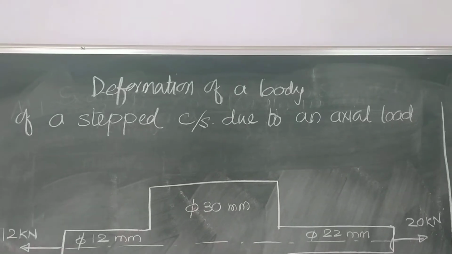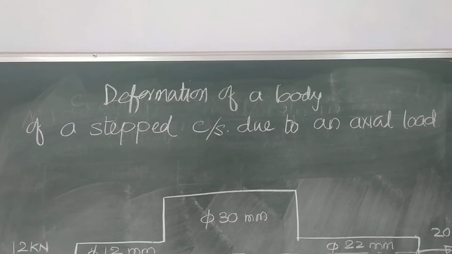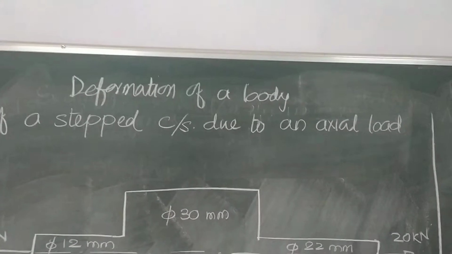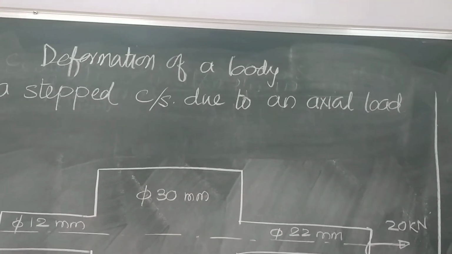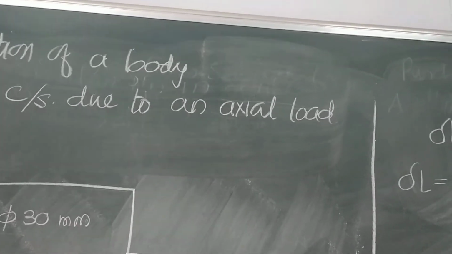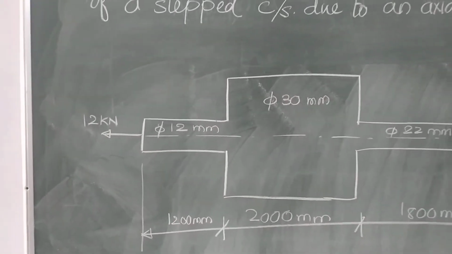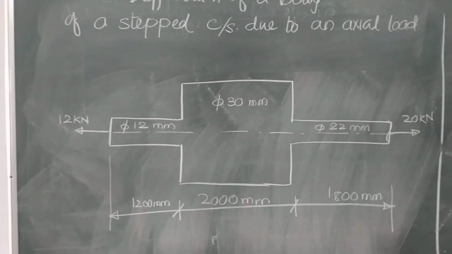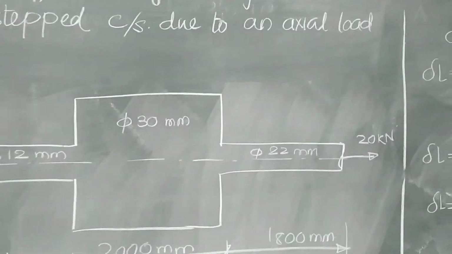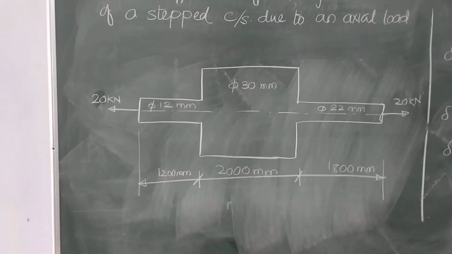Hello friends, today we are going to discuss deformation of a body of a stepped cross section due to an axial load. In last lecture, we have studied deformation of a body due to an axial load. There might be same cross sectional area. Now here the applied force is same. See here, applied force is same, 20 kilonewton on both sides, but the cross sectional area is different.